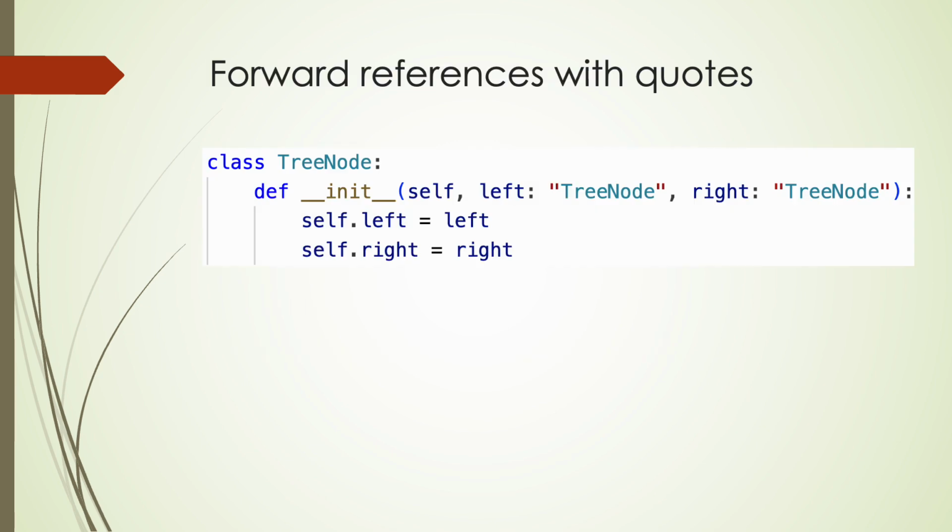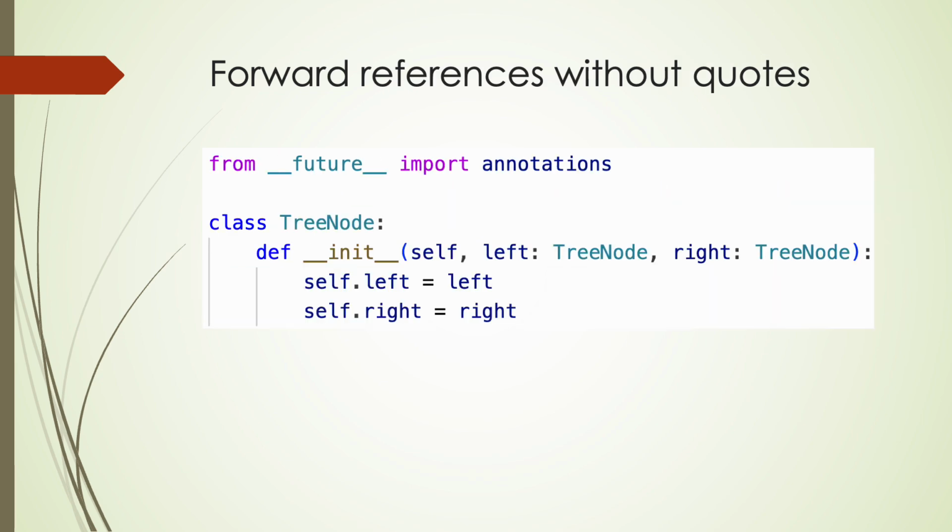Before PEP 563, namely before Python version 3.7, we need to enclose the forward reference in quotes and make it a string literal as shown in this example. Note that this solution is still available in modern Python versions and is actually widely supported by various IDEs and static type checkers like MyPy and Pyright.